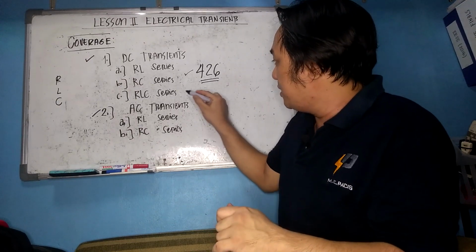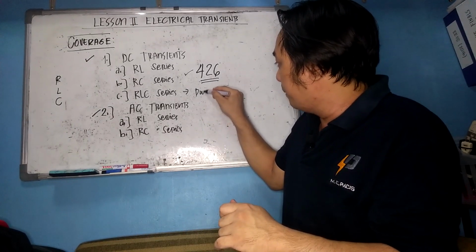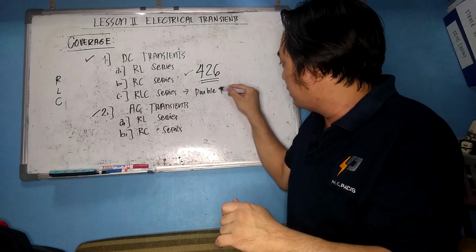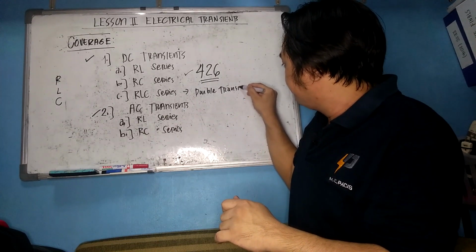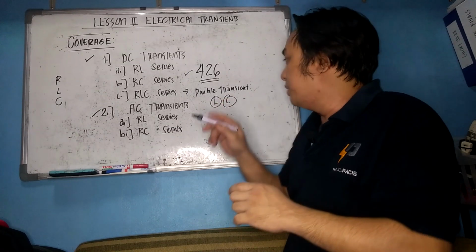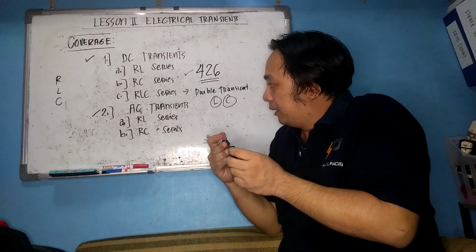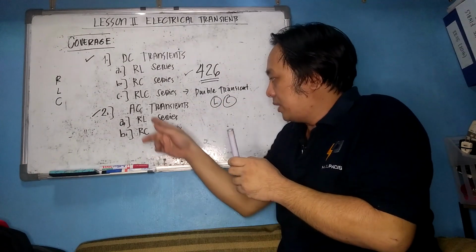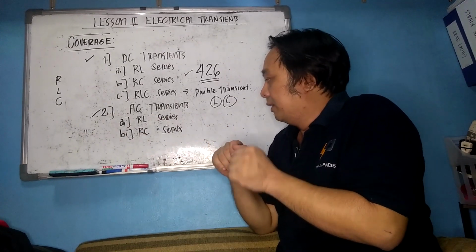So RLC series is so-called a double transient, simply because when you say a double transient, you have two energy storage elements here, which are L and C. And AC transients, which is in terms of RL and RC series respectively.